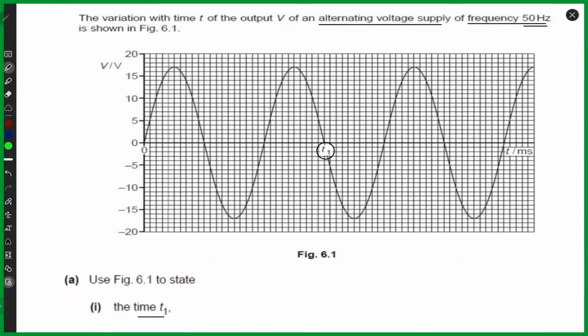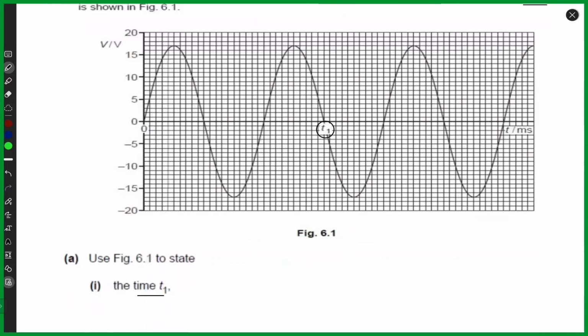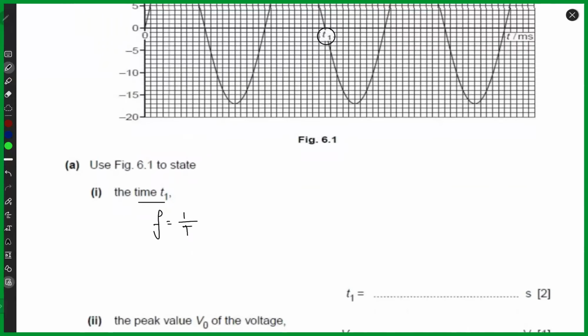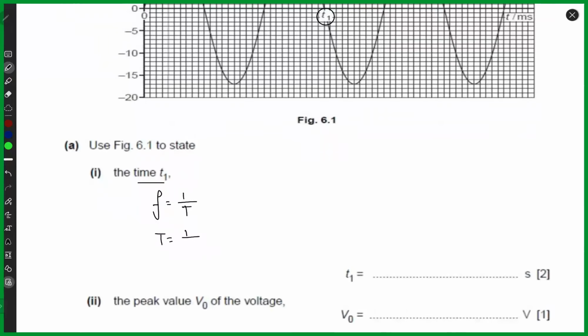How can we find the value of 1 over f? Exactly, because we know that frequency is 1 over the time period. So T is equal to 1 over f, which is 1 over 50. This would be about 0.03 seconds.